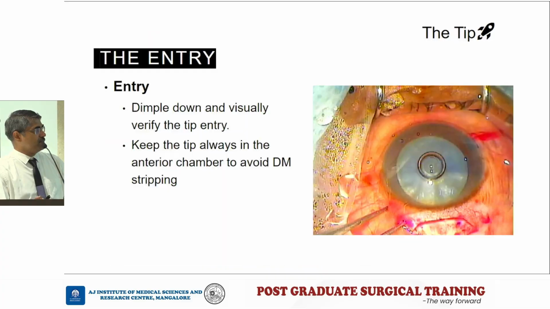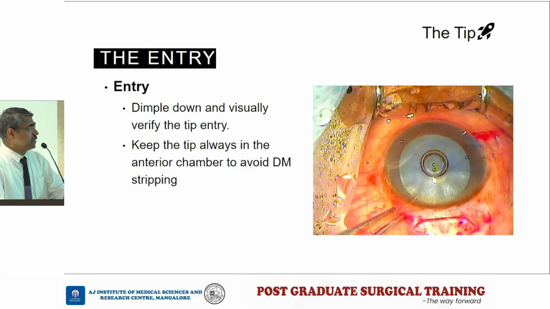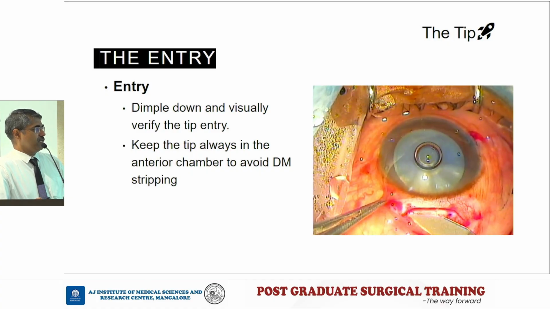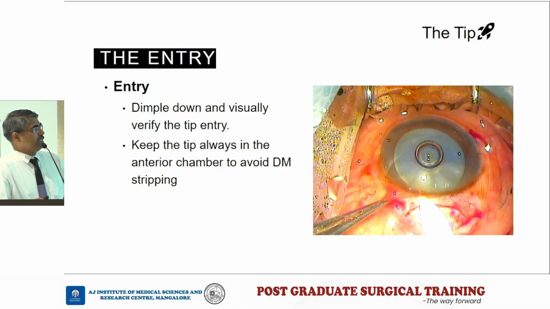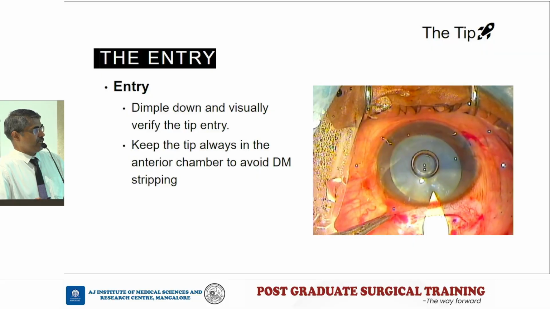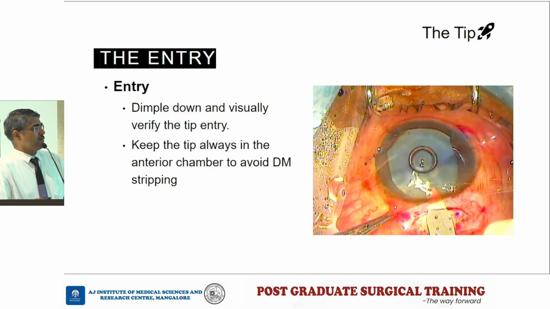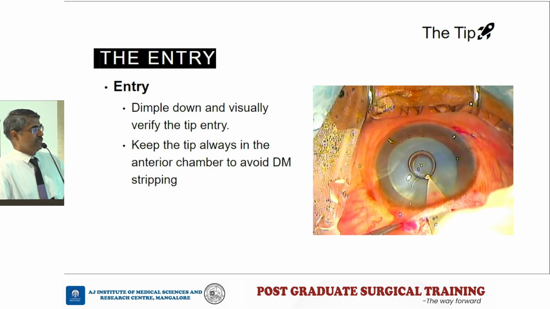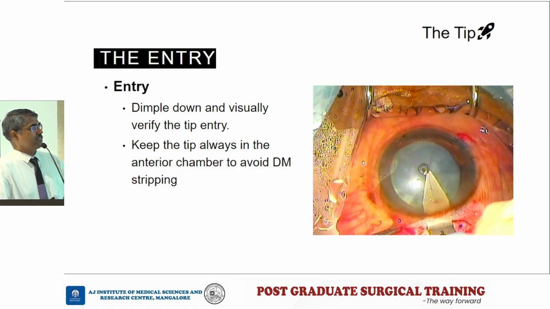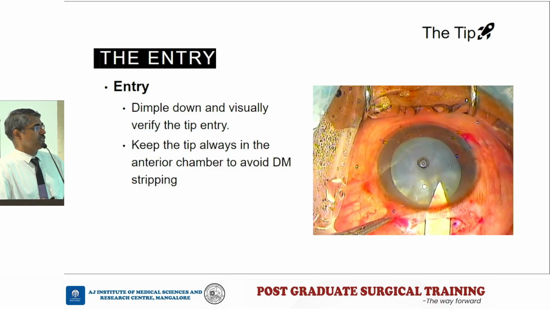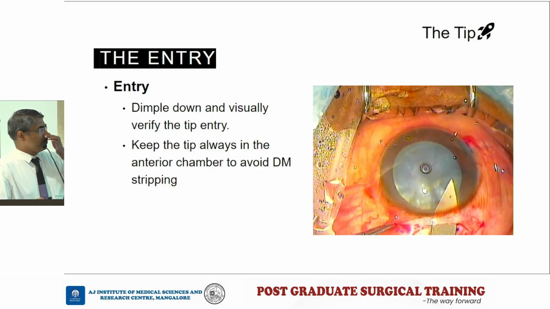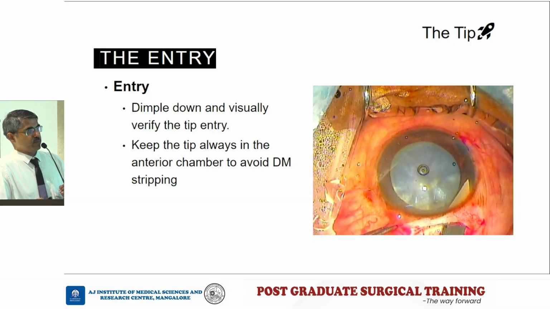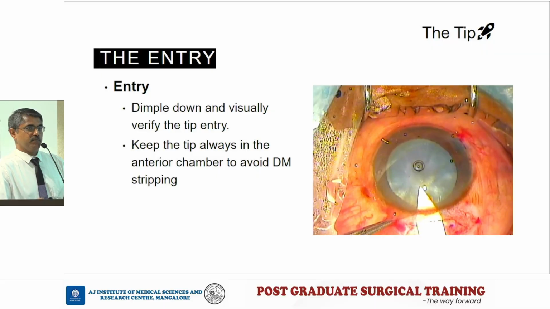I'm sorry, 1 second. Okay, so next thing is the entry with the keratome. If it's a bevel down keratome, you definitely need to dimple down. Not so essential if it's a bevel up. So initially you're dimpling down to get the entry into the anterior chamber. Once inside, let your hand relax and go back to the same position like it was in the crescent and dissect in more or less the same hand movements as you used for the crescent. The tip should always remain in the anterior chamber, because if it comes back into the wound and goes back again into the anterior chamber, you're likely to strip the Descemet membrane.